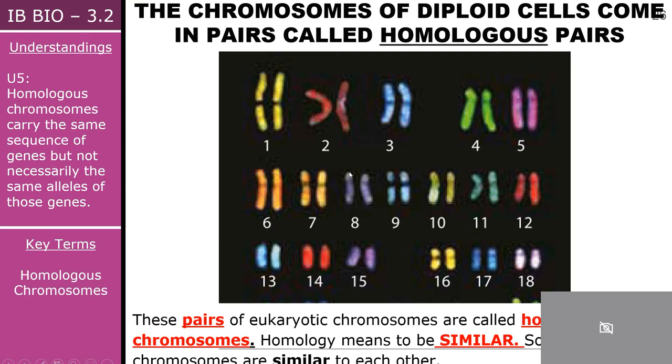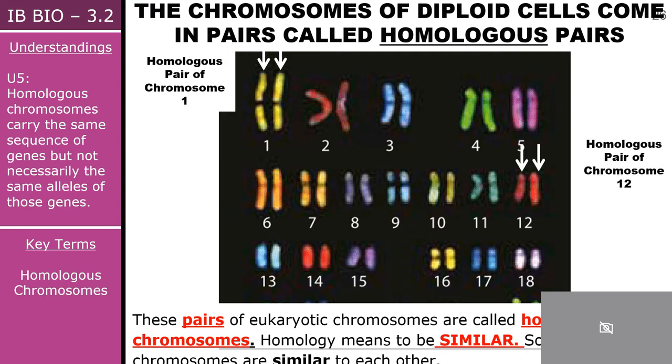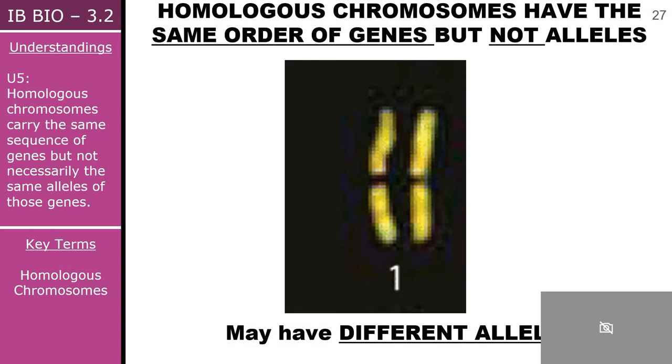And you will have your homologous pairs in a diploid cell, because remember, diploid means you have 2 of every chromosome. So like this one's a homologous pair, that one's a homologous pair, this one's a homologous pair, okay? They're the ones that look like each other, those are the matches. So let's look in closer about what homologous actually means.